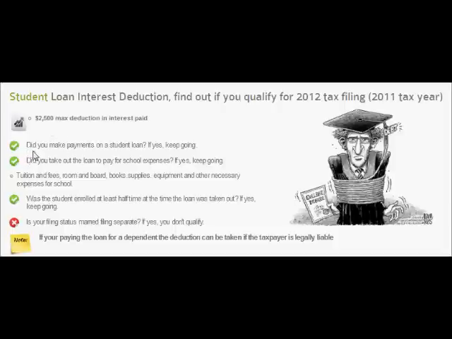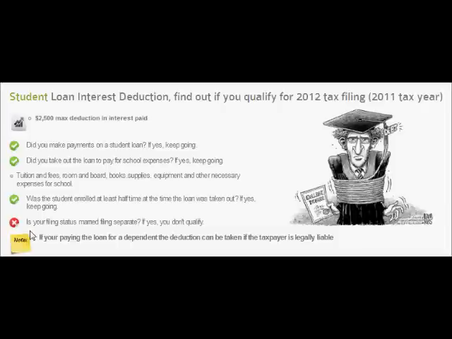First criteria, did you make a payment on a student loan? If yes, keep going. Did you take out the loan to pay for school expenses? Now note, school expenses can be tuition and fees, room and board, books, supplies, equipment, and other necessary expenses for school. If yes, keep going. Was the student enrolled at least half-time at the time the loan was taken out? If yes, then we can go to the second criteria based on our adjusted gross income.